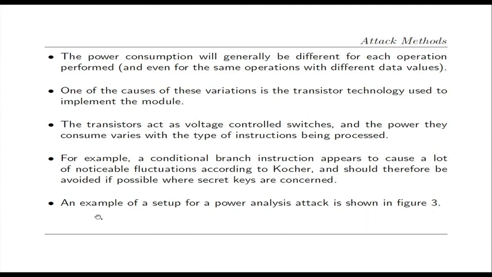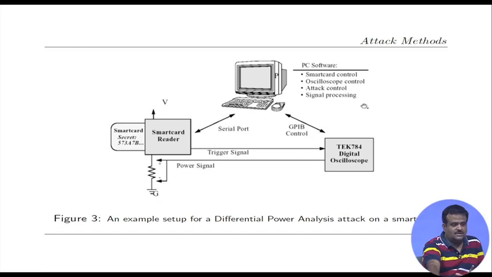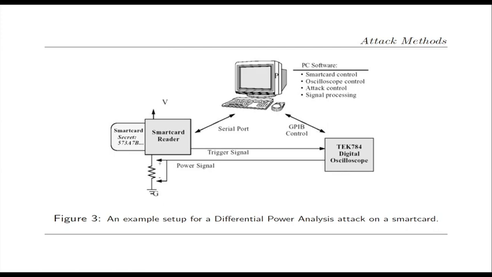We have given an example of a setup of power analysis in figure 3. This is an example of a setup of differential power analysis on a smart card device. Here we have a smart card reader and the connection, which is connected serially to the PC where we are capturing the power fluctuation signal. This is the signal processing technique. The PC software has these features: smart card control, attack control, signal processing.